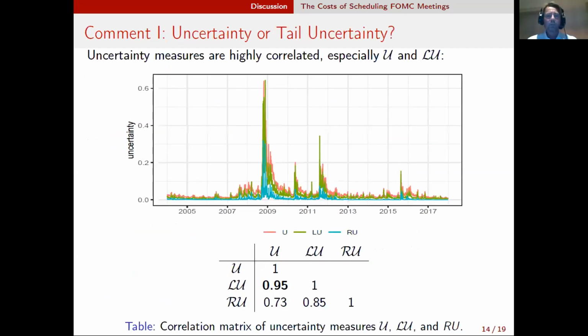They also then show that there's a hedging strategy that is quite expensive. Now, my main comment is that I don't really believe, and Heiner was kind enough to send me the data, that this is really about tail uncertainty.